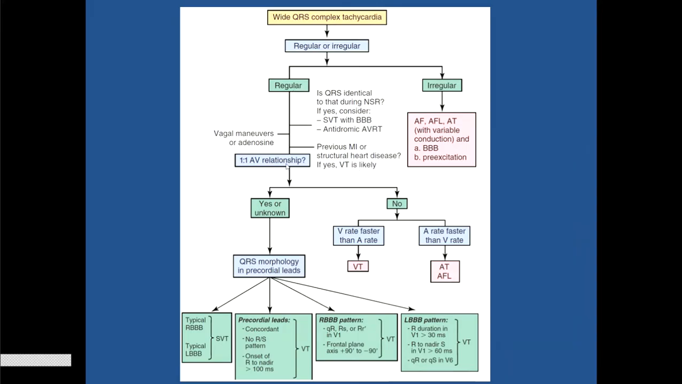In a regular wide complex tachycardia, if the one-to-one AV relationship is not there, it will help us a lot. If the A rate is faster than the V rate, we know it is atrial tachycardia or atrial flutter. If the ventricular rate is faster than the A rate, then we know it is VT. But AV dissociation need not be very obvious. So in many instances, we are not sure of the AV relationship, or there may be a one-to-one AV relationship, especially in the young, or when the VT is slow.